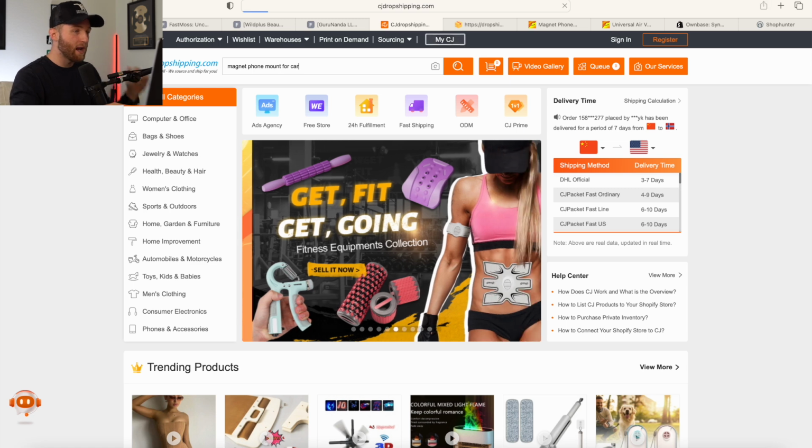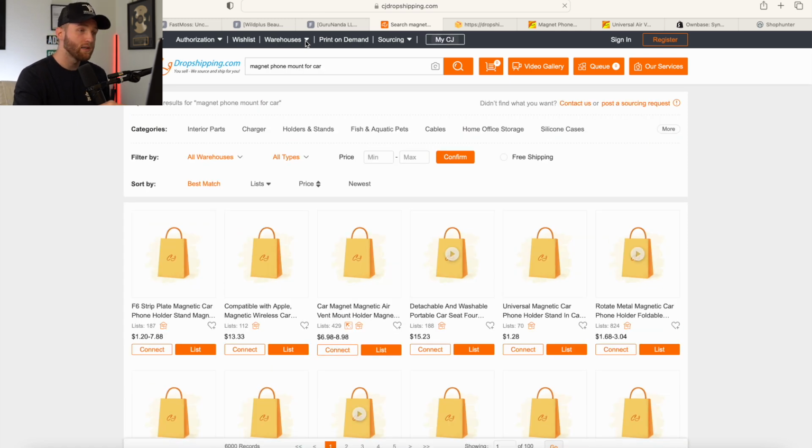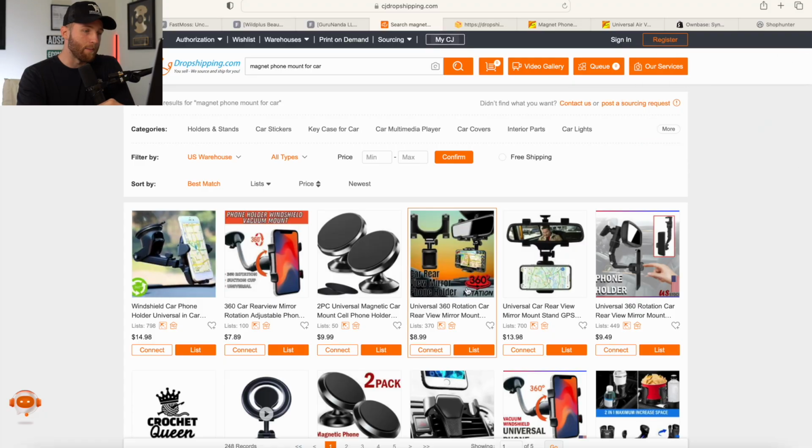magnet phone mount for car. We're going to also need to specify the warehouse location, okay? Because we need to make sure that it's in the US warehouse, because you have to be able to have your orders scanned in by USPS within 3 days, okay? No games. You got to be on top of it.